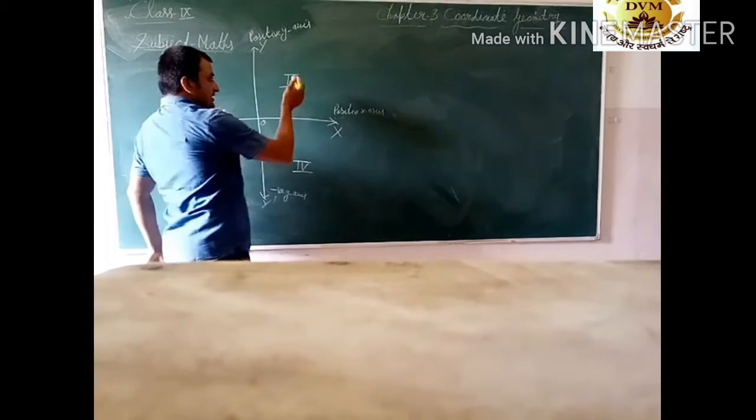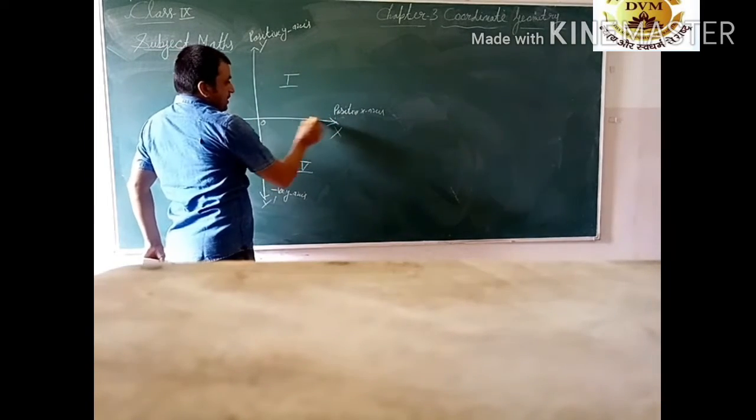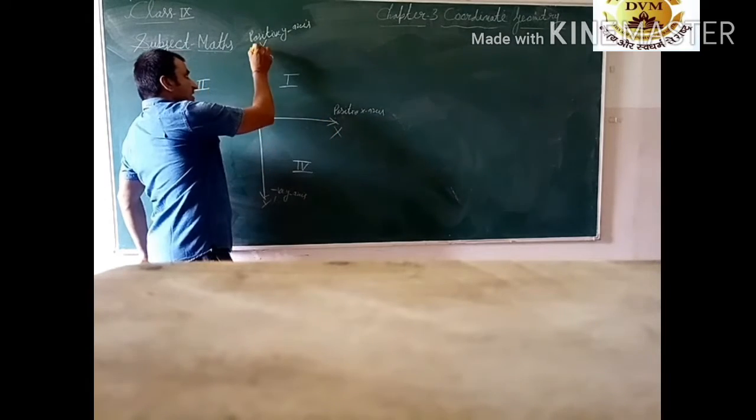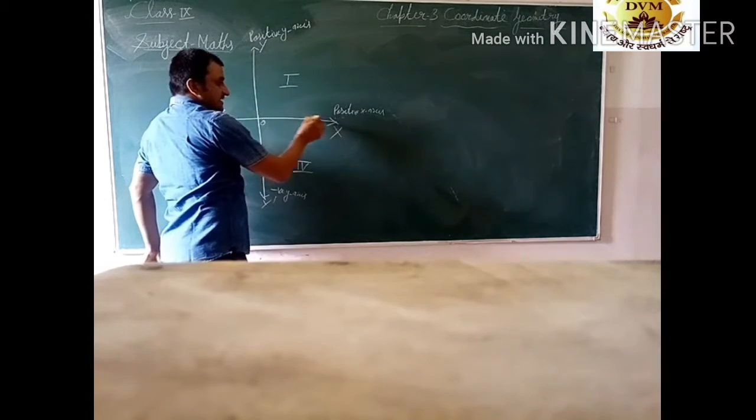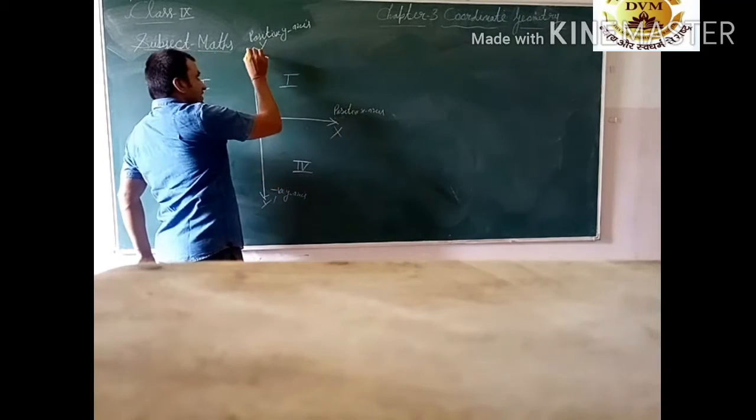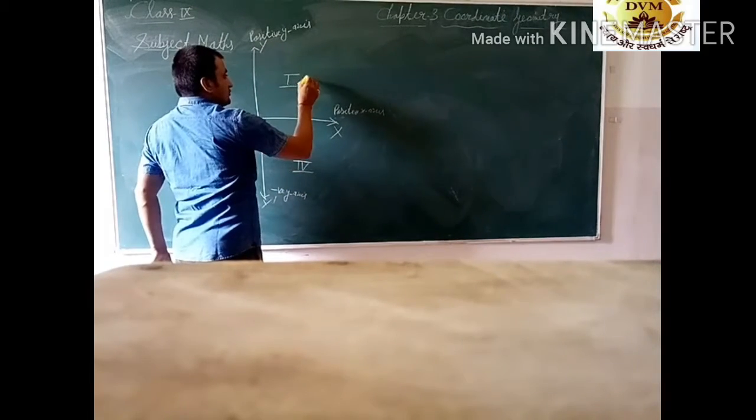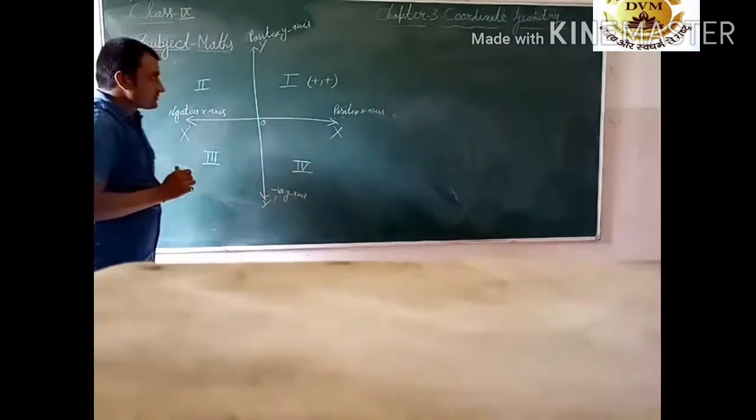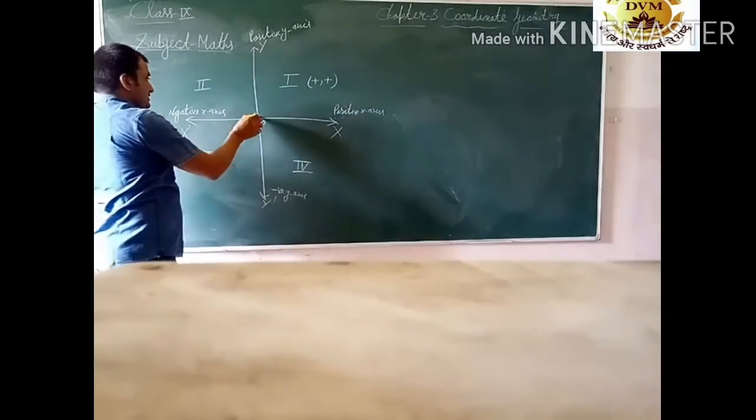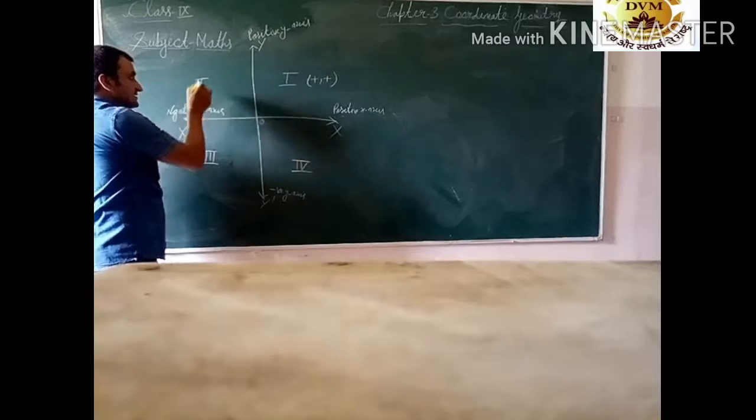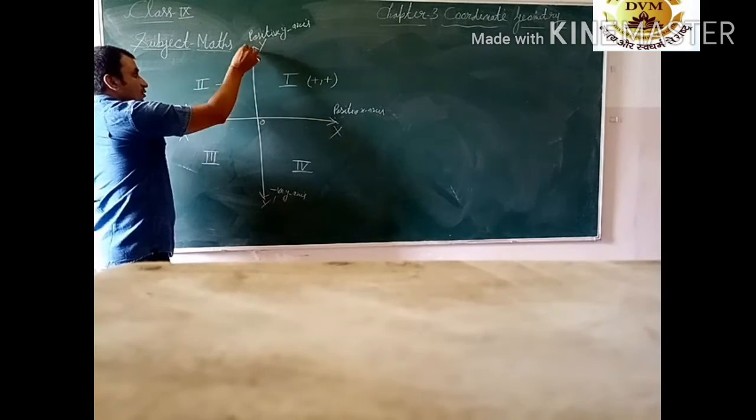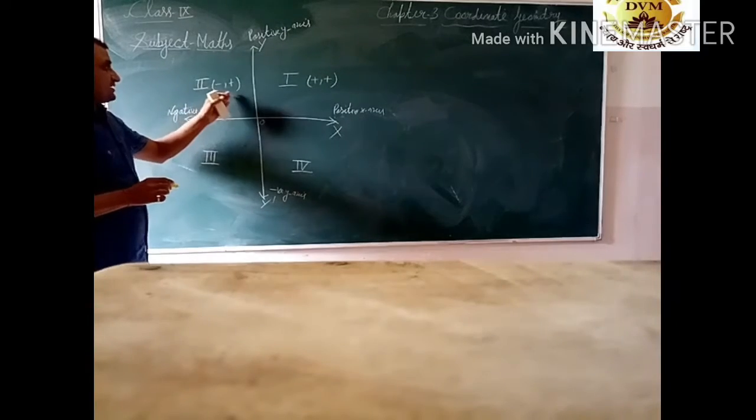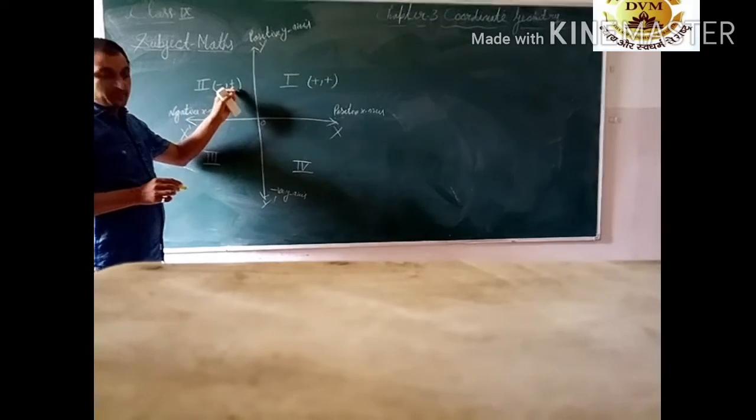In this quadrant, OX is positive or negative? Positive. And OY is also positive. This is x-axis and this is y-axis. So both should be positive. Okay? In this quadrant, OX dash is negative and OY is positive. So the sign of this quadrant is minus and plus.